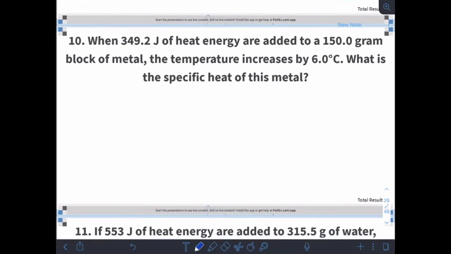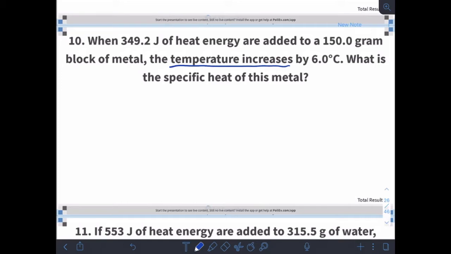So question 10. When 349.2 joules of heat energy are added to a 150 gram block of metal, the temperature increases by 6 degrees. What is the specific heat of this metal? Now I want you to think about some of the things that are in this problem. The temperature increases. So what happens when we warm something up? Think about maybe a pot of water on the stove. In order to warm up that pot of water, I need to add some heat to it. I need to pump in some heat energy.